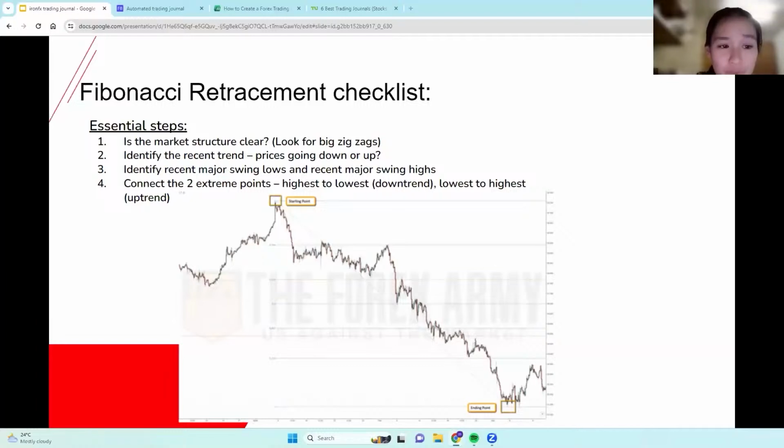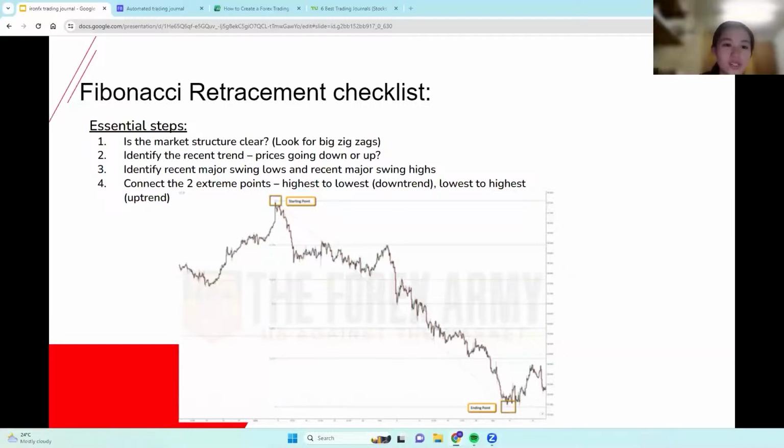Okay. So for Fibonacci, there are a couple of steps. Firstly, is the market structure clear? You want to look for big zigzags, and we want to see a very clear market structure, so a clear up or down. Next, identify the recent trend. Are prices going down or up? It's important to always follow the general trend. Next is to identify recent major swing lows and recent major swing highs. And lastly, connect the two extreme points from the highest to lowest for a downtrend and the lowest to highest for an uptrend.